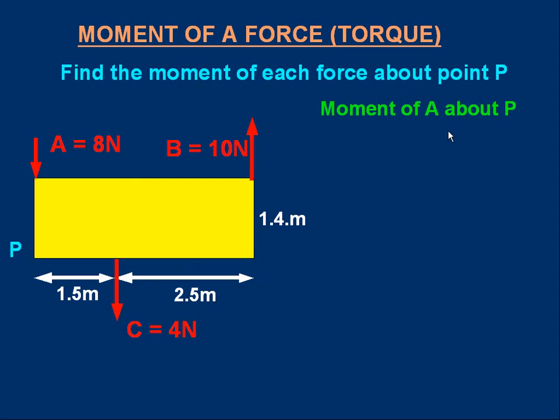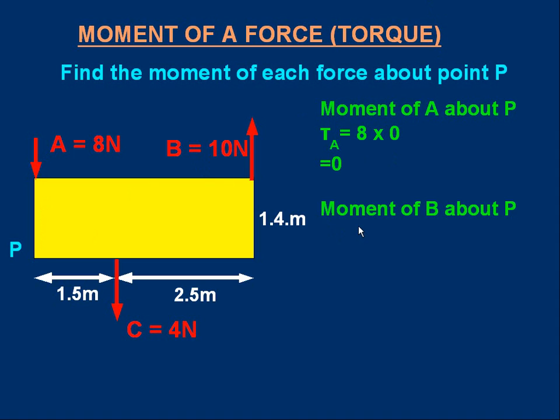Let's go through it. Do A first. What's the moment of A about P? Well, we don't have to draw the line of action, you can imagine it. The line of action goes straight down. It actually goes through point P, so it's 0 distance away from point P. So the moment of A about P is 8 newtons times nothing, which is 0. And if a force's line of action passes through a point, it's got no moment about that point.